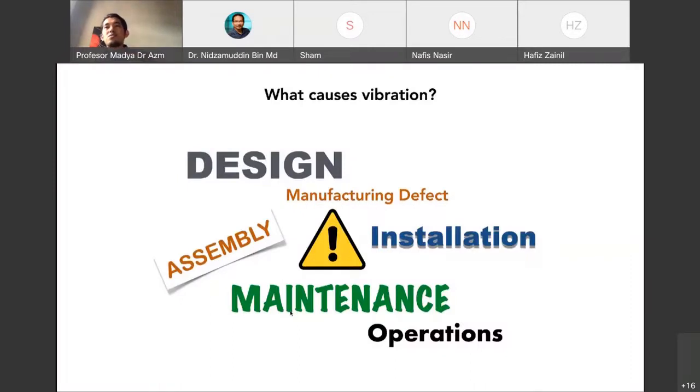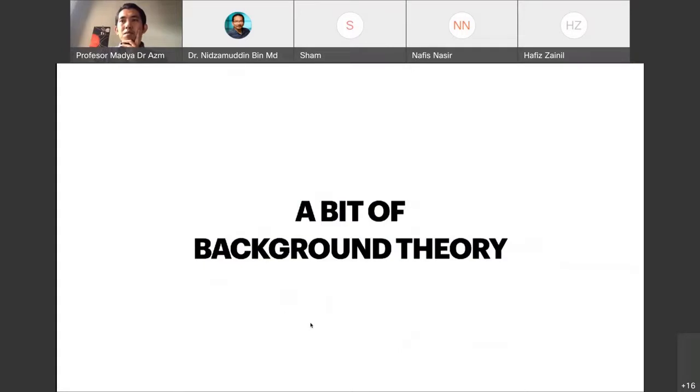Okay, so what causes vibrations can be design, manufacturing defects, assembly, installation, maintenance, and also operations. So a bit of background theory, because the title is vibration analysis from theory to industrial problems. So I started with a bit of theory.